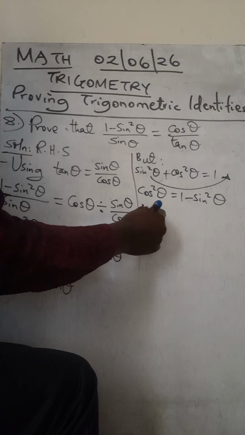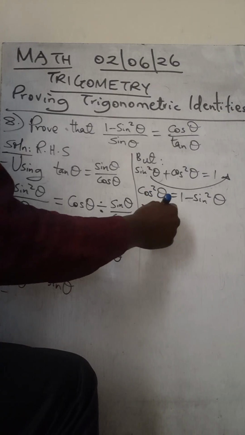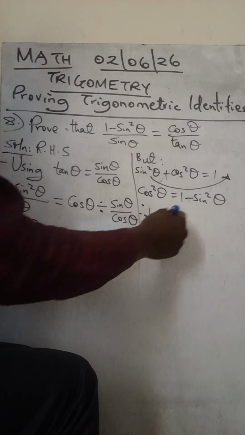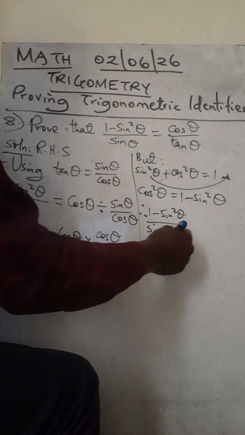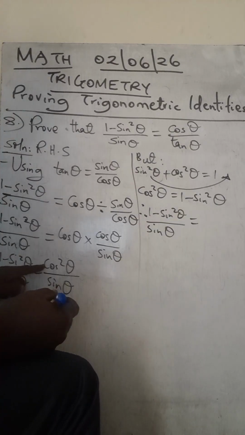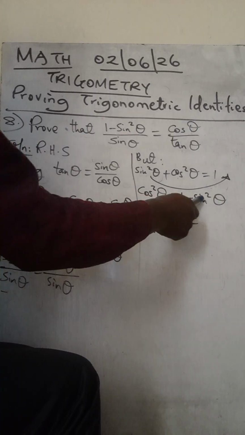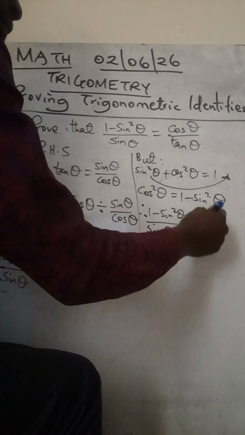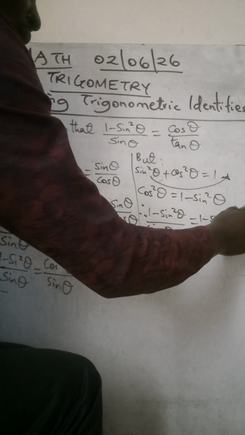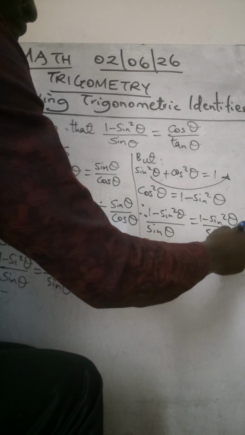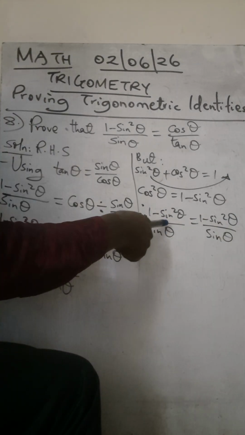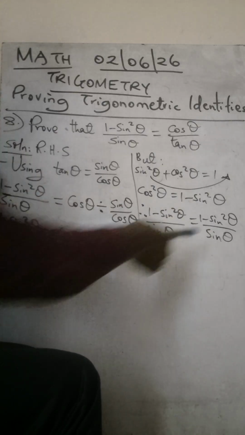Therefore, (1 minus sine squared of theta) over sine of theta equals cosine squared of theta is here. So (1 minus sine squared of theta) over sine of theta. Now indeed the left hand side equals the right hand side.